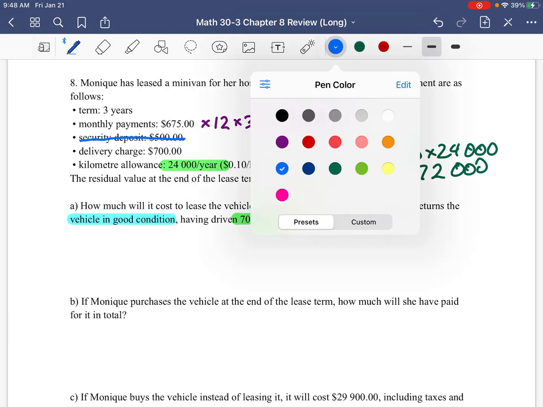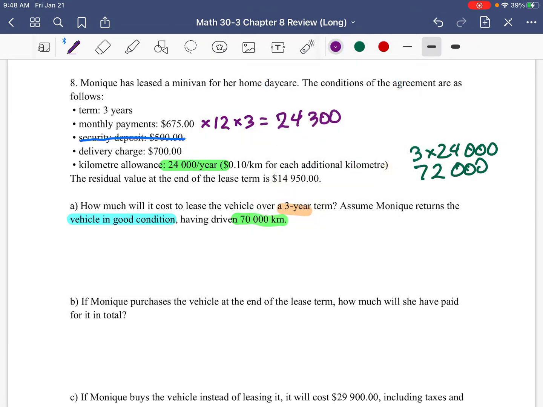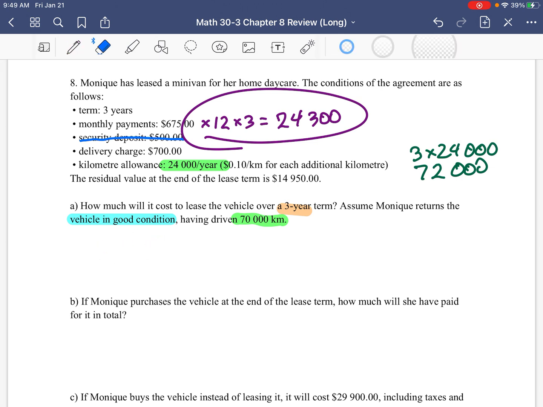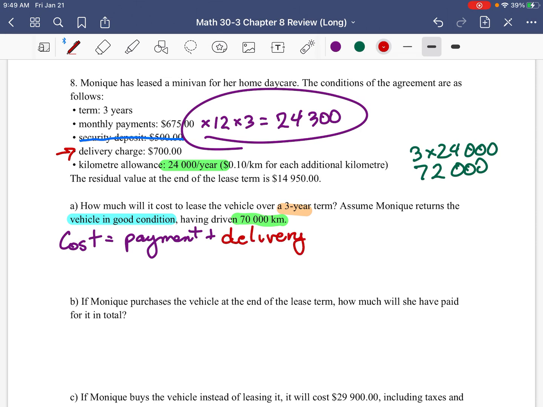All right? So, to lease the vehicle for 3 years, I'm going to say it is right here. It's going to be payments. Oh, sorry, let me do this nicely. Cost equals payments plus, what else have we got? We've got this delivery charge. We don't worry about the allowance, but we've got the delivery charge.